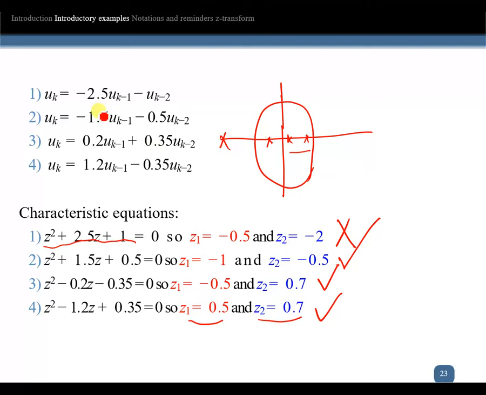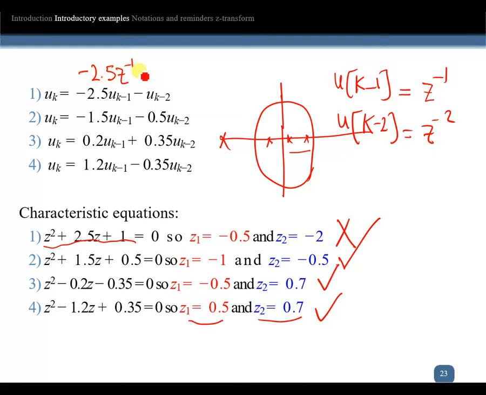You only should learn how you can take the Z transform. I can tell you, if u k minus 1, the Z transform of the system will be Z minus 1. u k minus 2 will be Z minus 2. This one we discuss later, just keep it in mind. That means here will be minus 2.5 Z minus 1 minus Z minus 2 equal to Z.